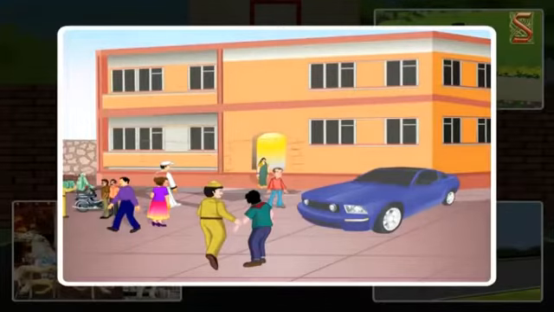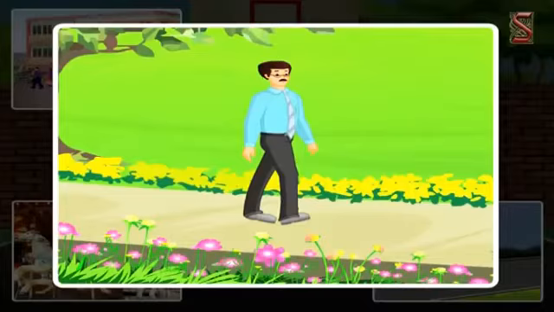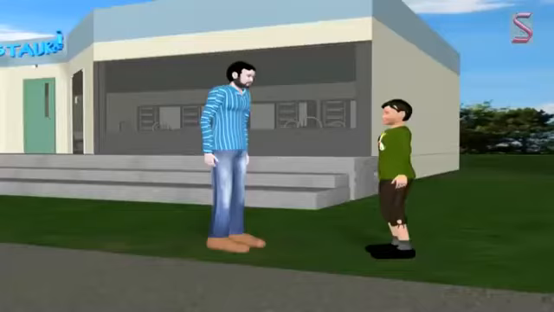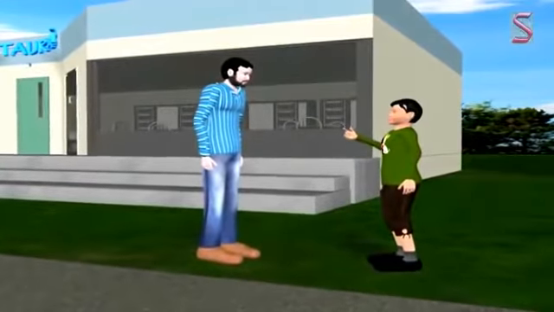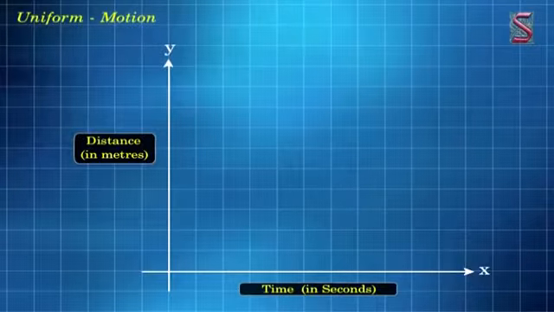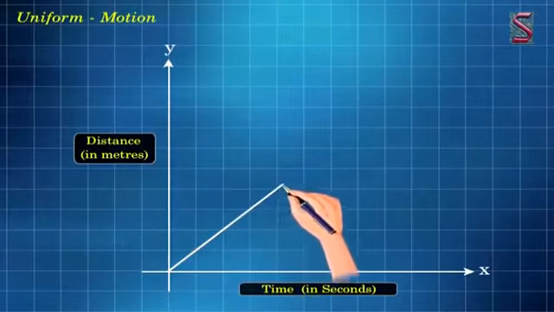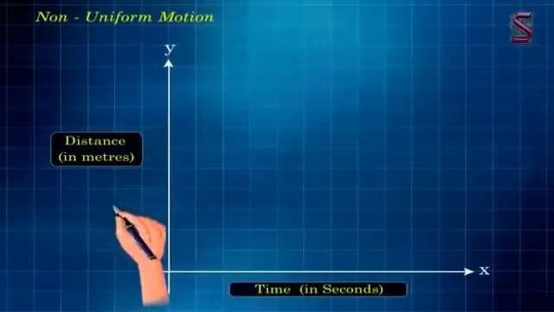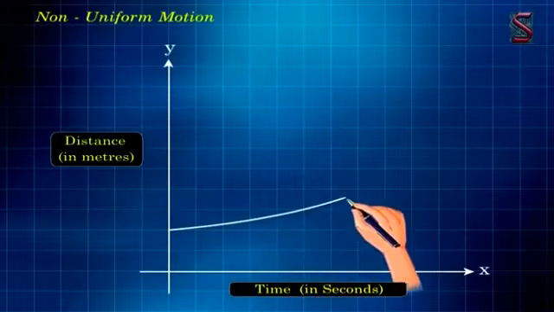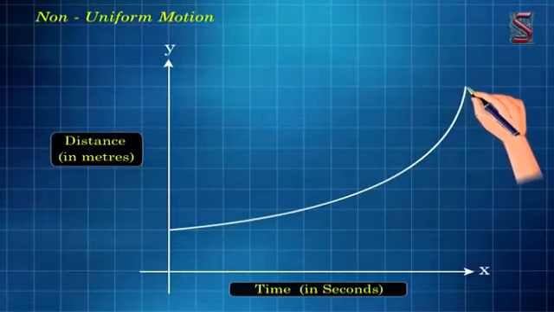A car moving in a crowded street, a person jogging in a park, a racing horse, merry-go-round, swing, etc. What is the shape of the distance-time graph showing uniform motion and non-uniform motion? The distance-time graph is a straight line showing that the motion is uniform. The distance-time graph for non-uniform motion is a curved-shaped graph.